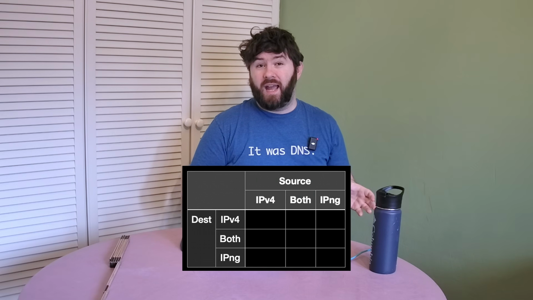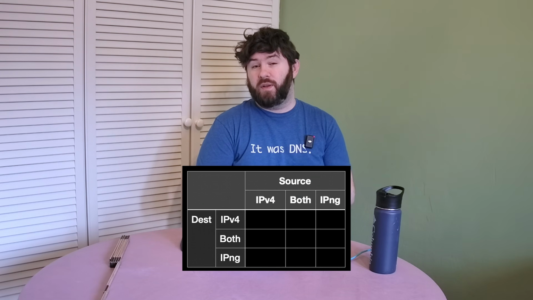So imagine hypothetically we have two computers. They could speak the old protocol, IP version 4. They could speak the new protocol, which we'll call IP next generation, or IPNG. Or they could potentially speak both, IP version 4 and IP next generation. So given that set, we have 9 possibilities for how they could talk to each other.